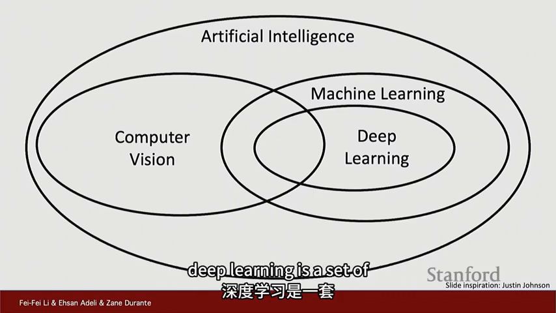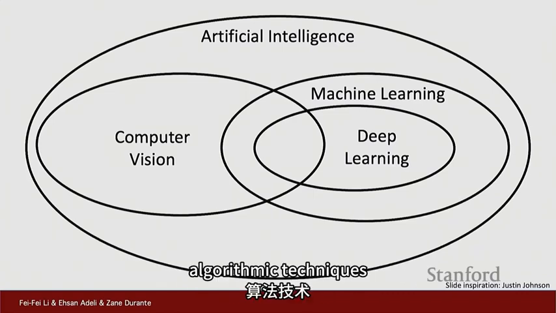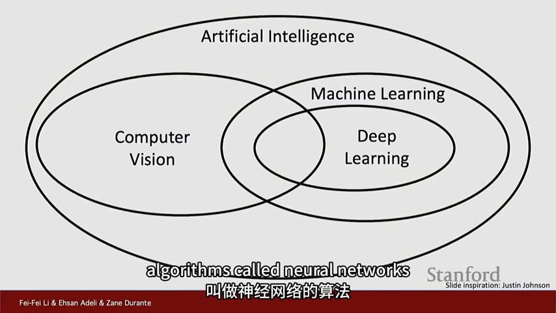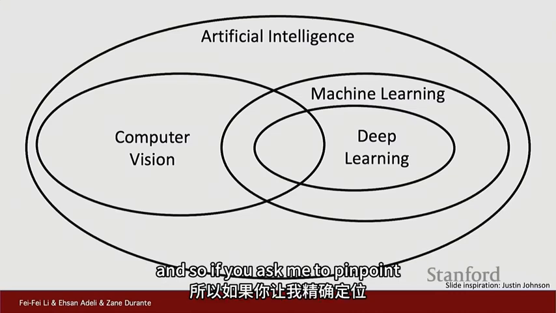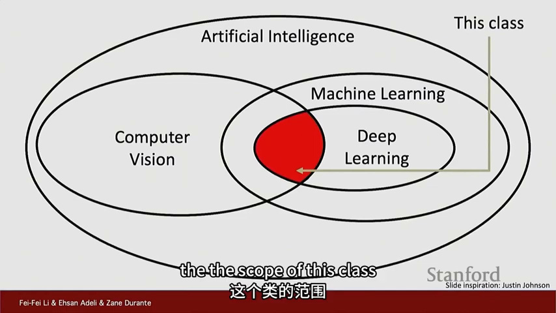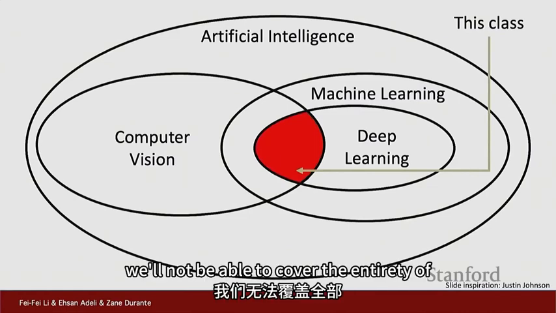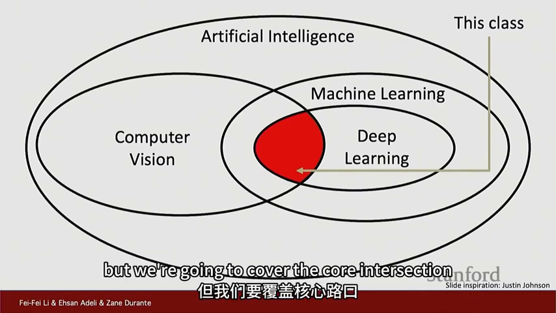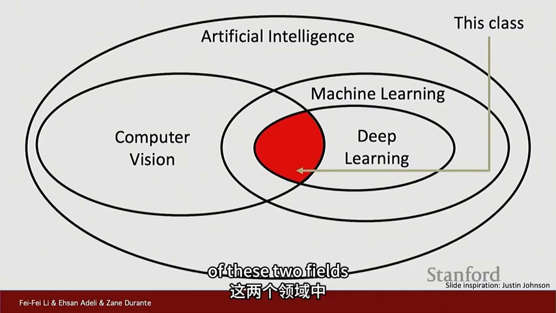Deep learning is a set of algorithmic techniques that is built around a family of algorithms called neural networks. And so if you ask me to pinpoint the scope of this class, we will not be able to cover the entirety of computer vision, we will not be able to cover the entirety of machine learning or deep learning, but we're going to cover the core intersection of these two fields.